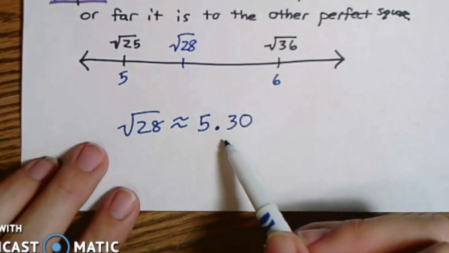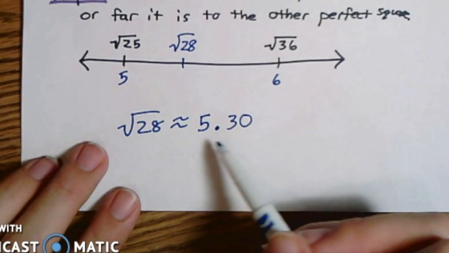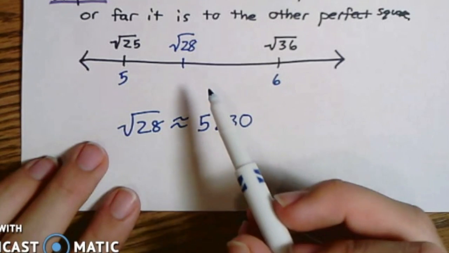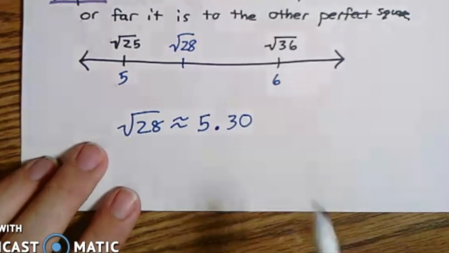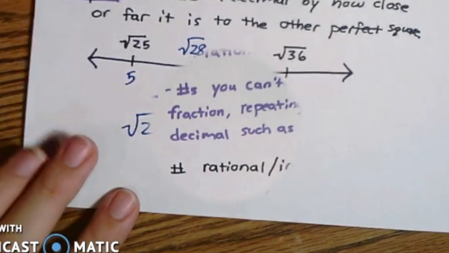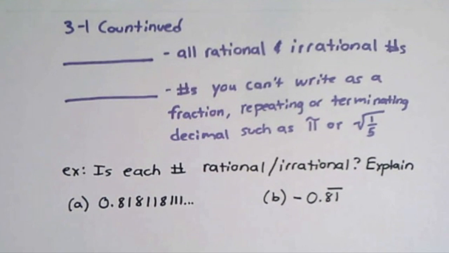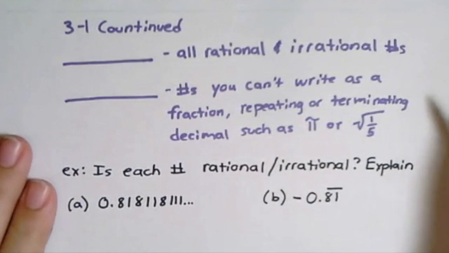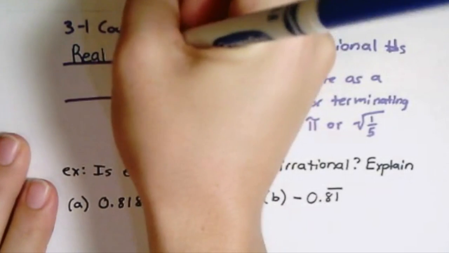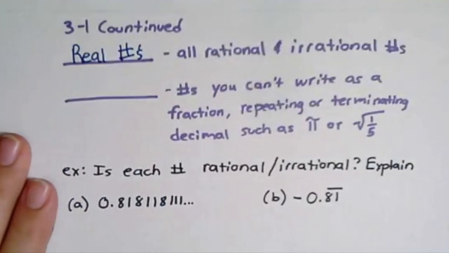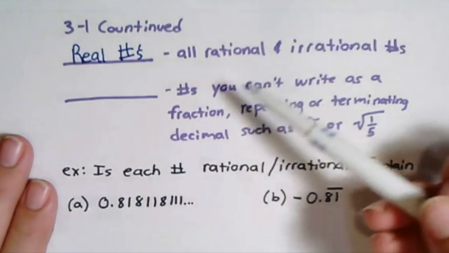If it asked you to estimate it just to the nearest integer, then I would just say 5 because it's closer to 5 than it is to 6. And a number line can be helpful with finding these. All right, more important vocab to know. So all rational and irrational numbers are called real numbers. And remember, that was the title of this chapter, is we're going to learn all about real numbers.